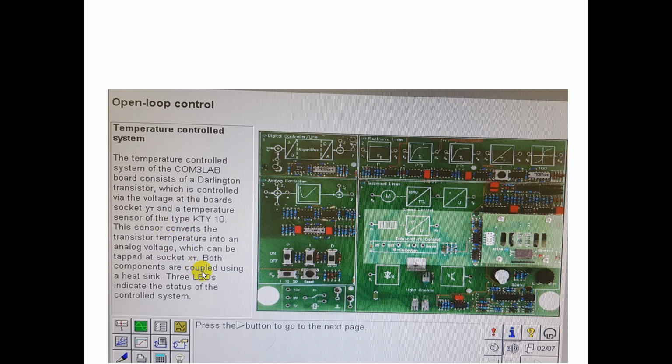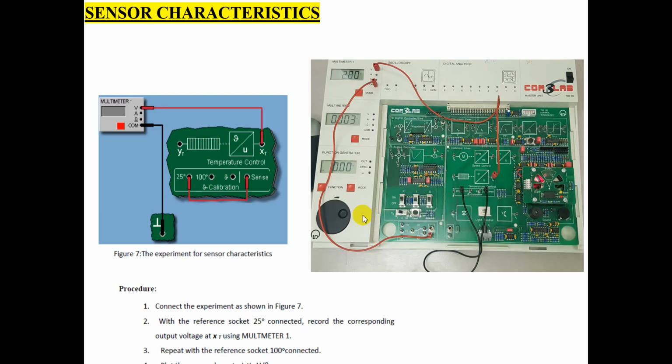Before starting with the open loop experiment, we need to calibrate our sensor here. So the temperature system sensor we need to calibrate. First of all, we need to make this connection here. You can see this part is this part here. How are we going to make the connection? By using the wires here.